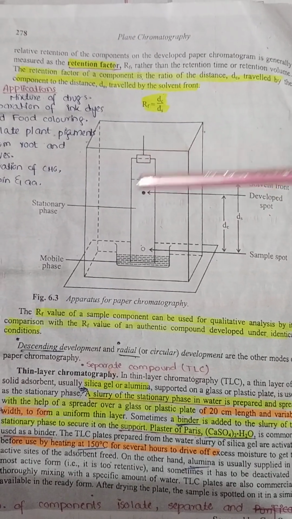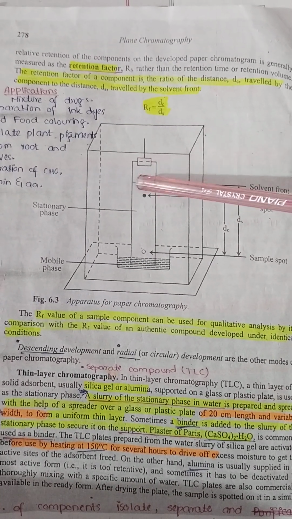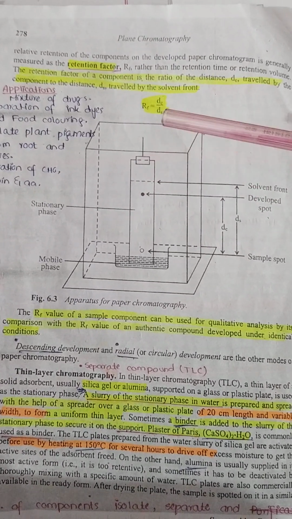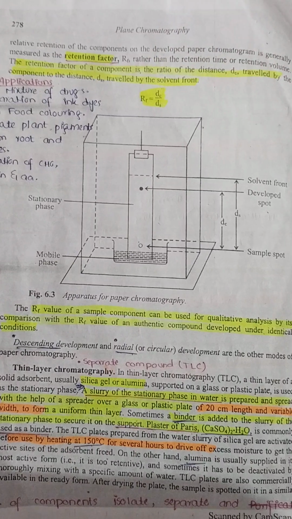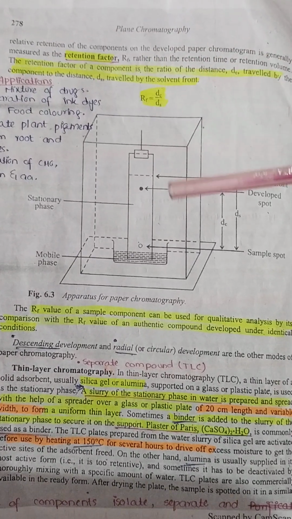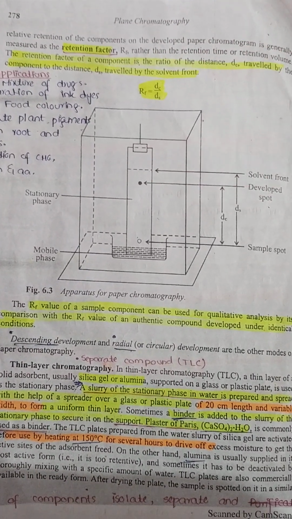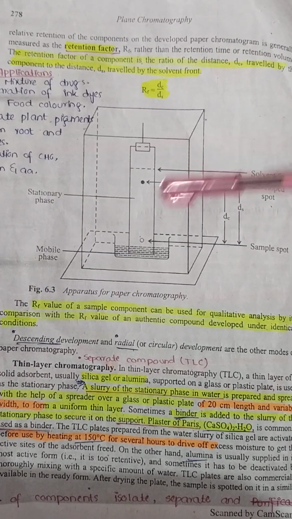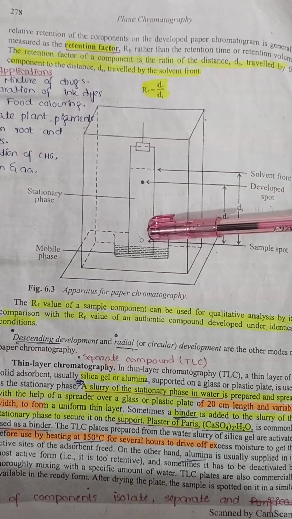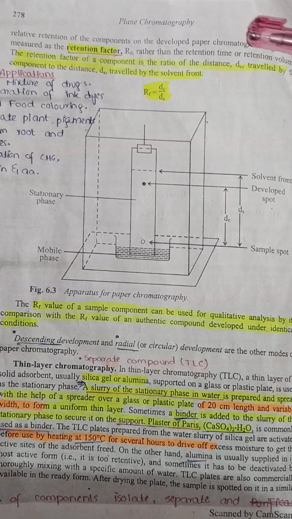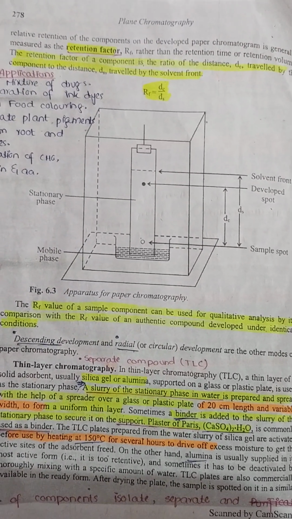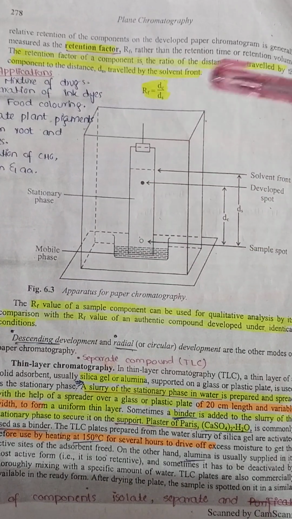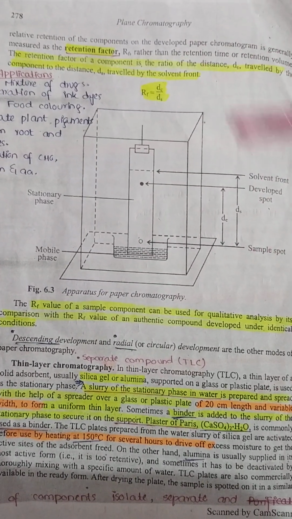After that, we visualize the paper with different detectors. For example, if our component is detected under a UV lamp, we use a UV lamp to detect it, and we mark a circle around the dark spot shown in the UV lamp. If we can't see it, we spray some iodine, which visualizes our component. After that, we visualize it.